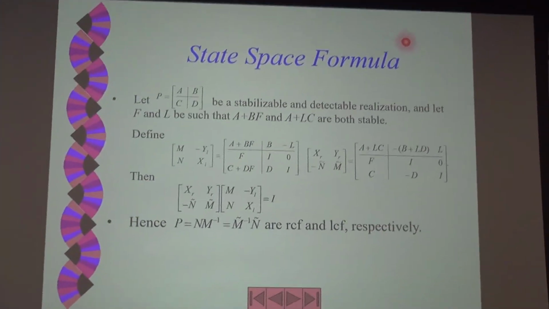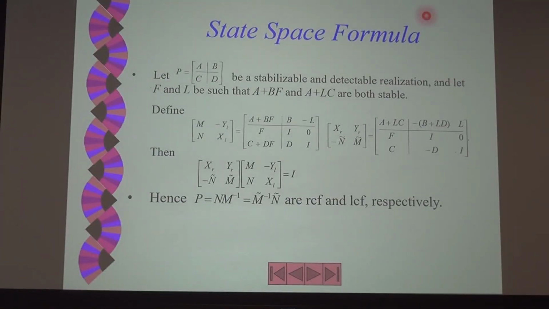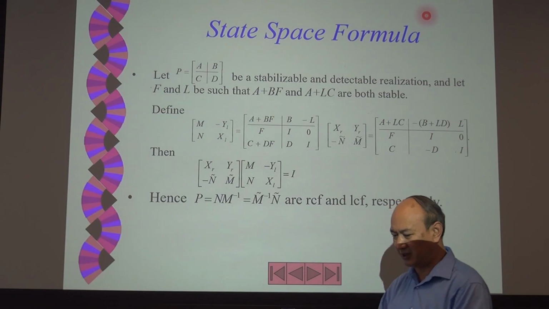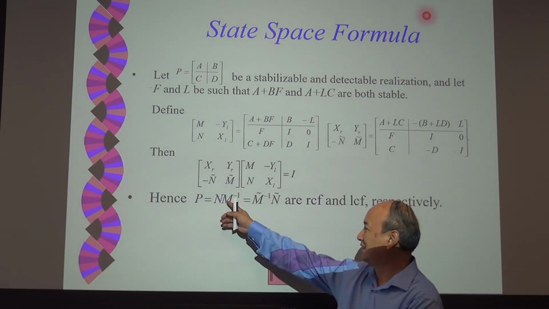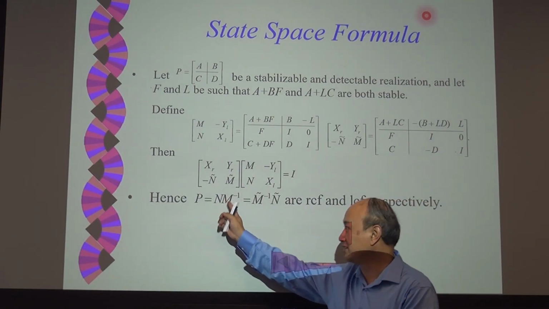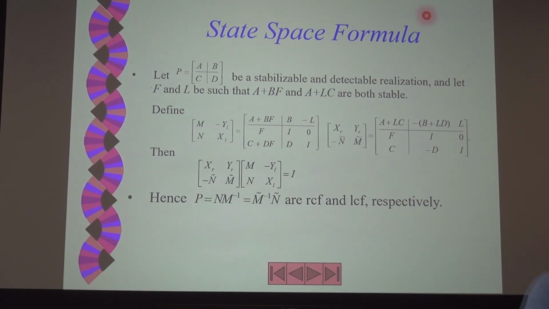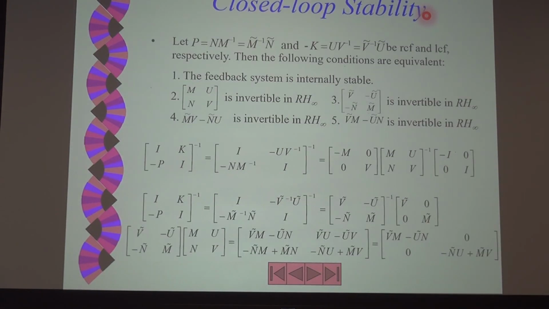Supposing you find a way to write the transfer function matrix in matrix coprime factorization format, how can we check the stability of the system? It is something like this. If you have a coprime factorization, this is right and this is left.